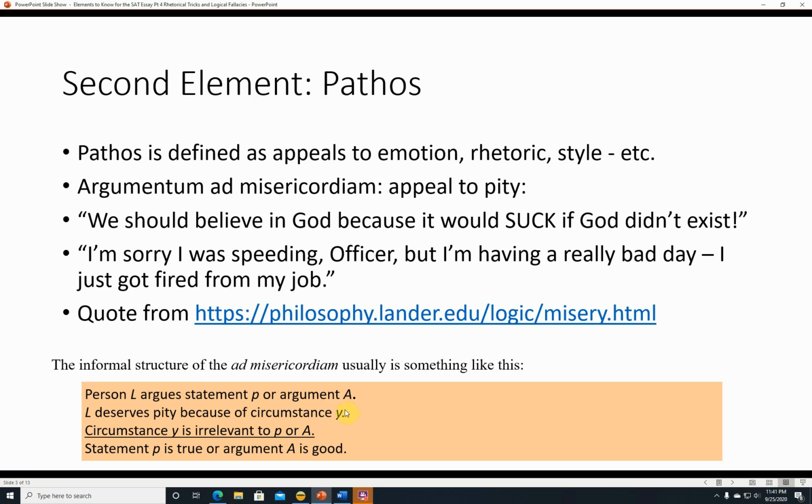So it's irrelevant. So statement P is true or argument A is good because, as they'd say at McDonald's, you deserve a break today, because you're having a bad day, something else didn't go your way. Obviously, that has nothing to do with anything, so it's just an appeal to pity, and it should be ignored.